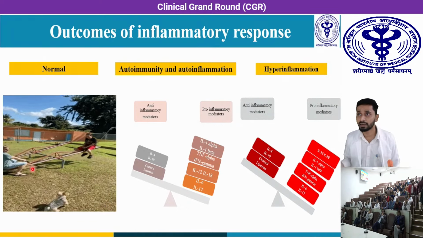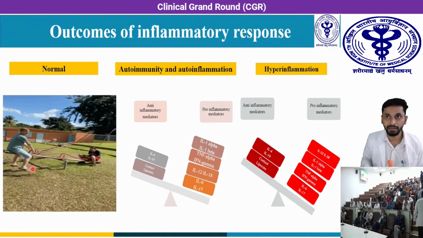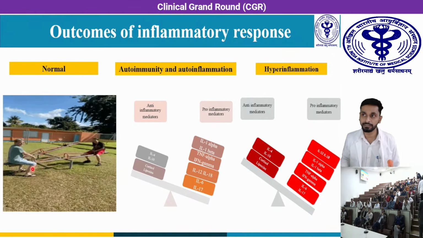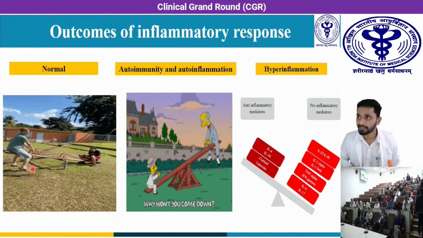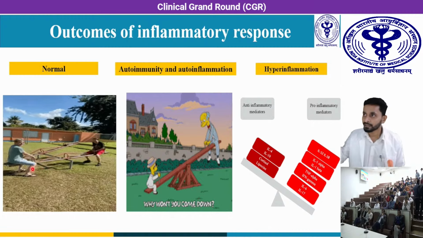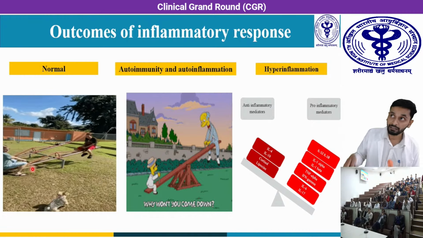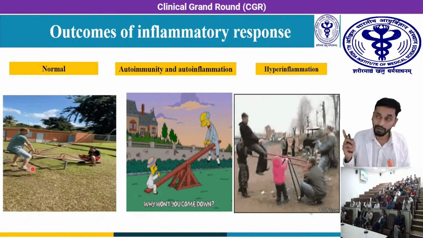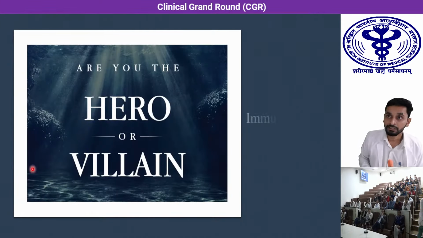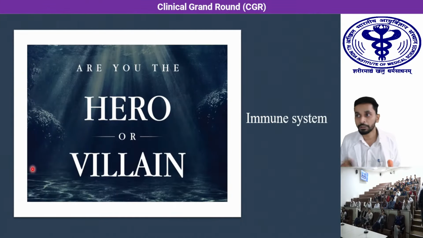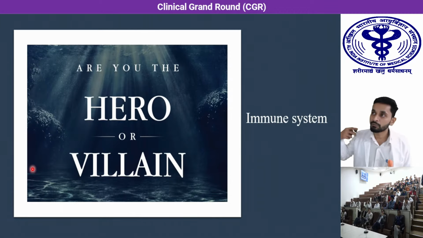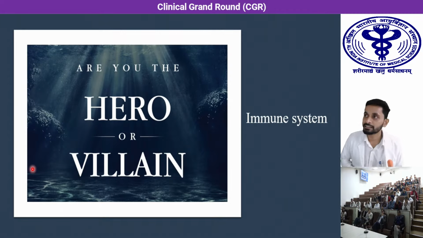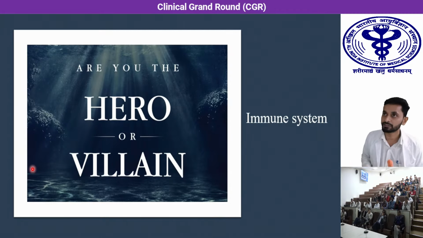Another most important thing to understand is balance. It is a dynamic balance because our immune system works on a negative feedback mechanism. In case of autoimmunity and autoinflammation, the balance is static; the tilt is more, but the balance is not lost. But in case of hyperinflammation, the balance is completely lost. So here comes the question: is the immune system hero or villain? It depends upon the situation. The immune system becomes a hero when it is able to remove the infectious agent. The immune system becomes a villain in case of autoimmune disorder and autoinflammation.